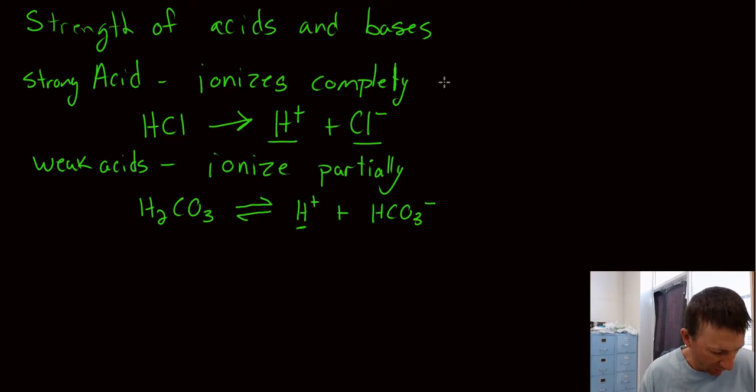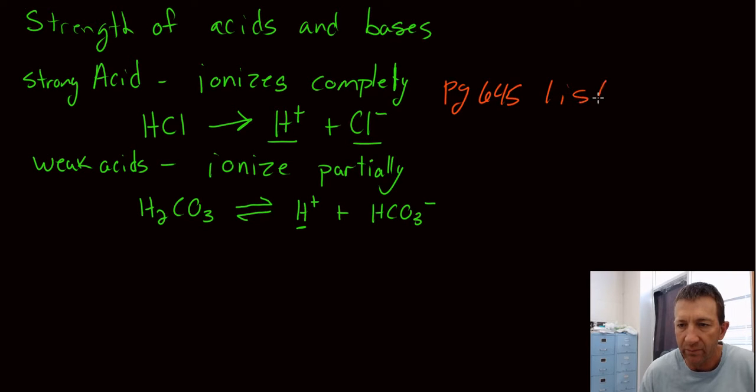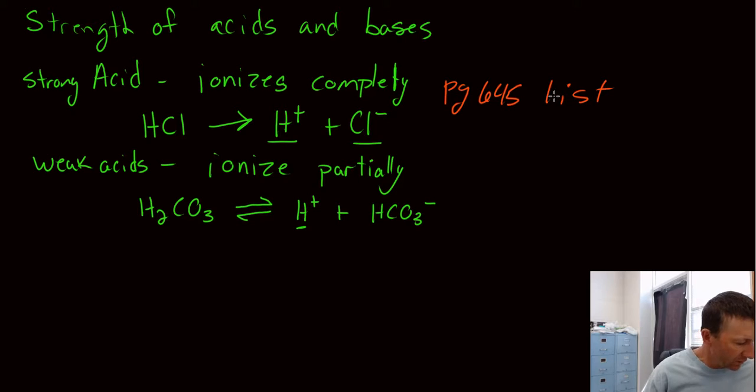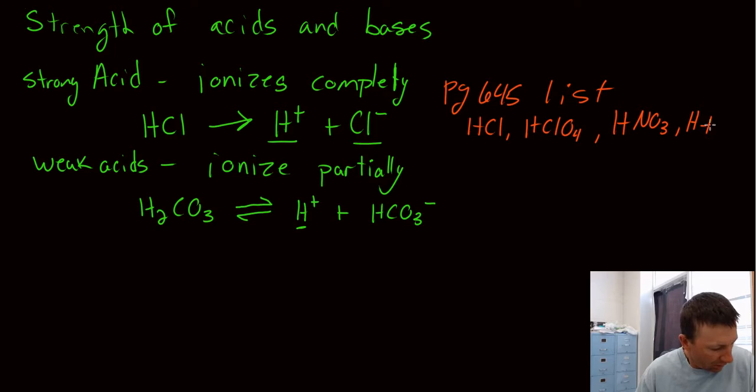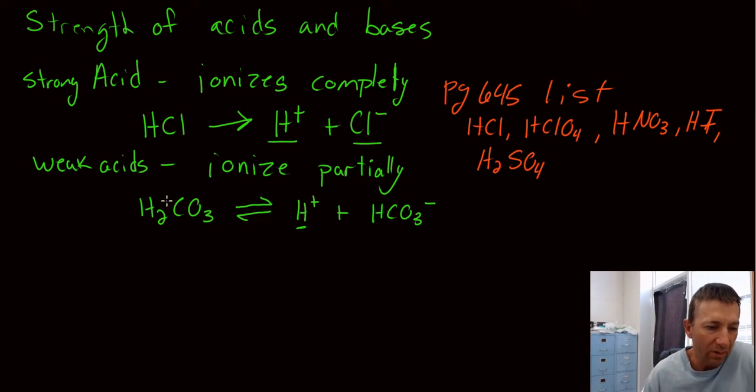Now, how do you tell the difference between a strong acid and a weak acid? Well, you look on page 645 and there's a list of strong acids. It's not a very long list. It is hydrochloric acid, perchloric acid, nitric acid, hydroiodic acid, and sulfuric acid. So that's our list of strong acids, and basically we're going to say every other acid is a weak acid.